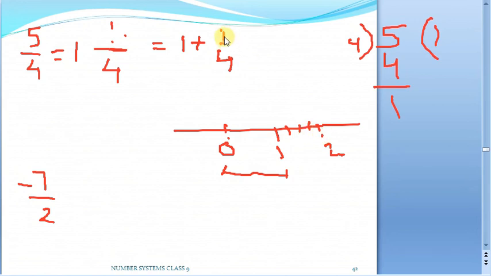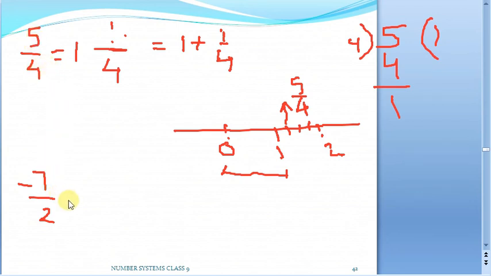Out of that, how many do we need? We need only 1. So already we have this, and we take one more part here. So this will be our requisite 5 by 4. This is how we represent a fraction or a rational number of the form p by q which is in improper form. Improper means our numerator is greater than the denominator.